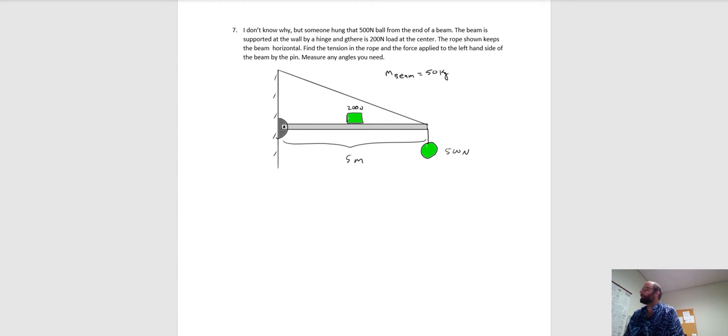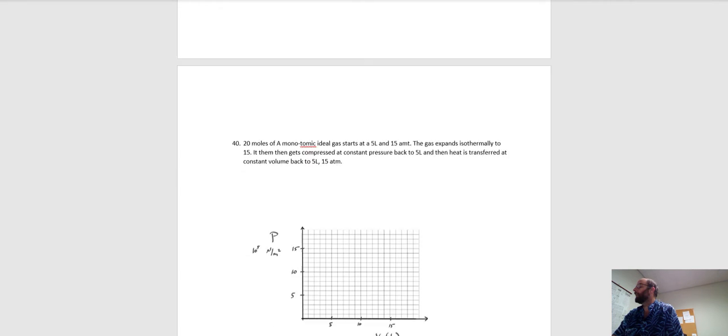So, the problem here is all about this beam, which is connected by a pin right there. That's an important thing to realize. There's a pin supporting that, and that beam is effectively free to rotate through that point.